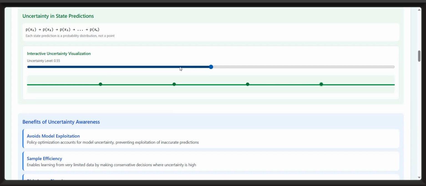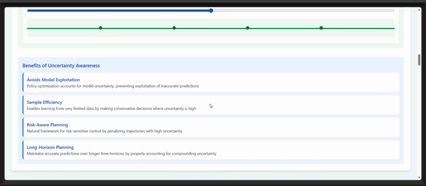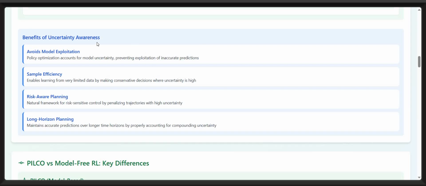There's a slider here that lets you control how much uncertainty is shown, so you can get a feel for how the model adapts when it's confident versus when it is not sure what's going on. Now, what does this give us in practice? Why do we care about modeling uncertainty? First of all, it helps avoid overfitting to parts of the system that the model has not really understood well. So it avoids what's called model exploitation. The policy doesn't take advantage of prediction errors just to get a better score in simulation.